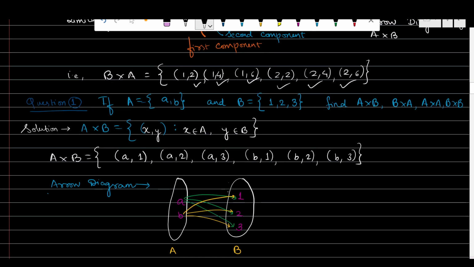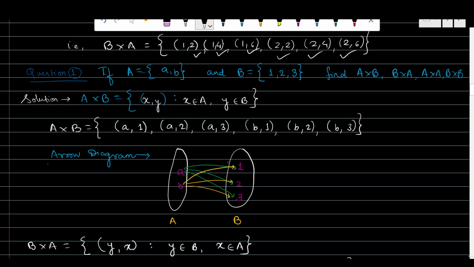Let us take another question. If A contains 2 elements, say a and b, and B contains 3 elements, 1, 2 and 3, we need to find the value of A cross B, B cross A, A cross A and B cross B. Now by the definition of the Cartesian product of 2 sets, A cross B will contain all those pairs (x, y) such that x belongs to the first set A and y belongs to the second set B. Now this a maps with the elements of B. So the first pairs will be (a, 1), (a, 2), (a, 3), (b, 1), (b, 2) and (b, 3).